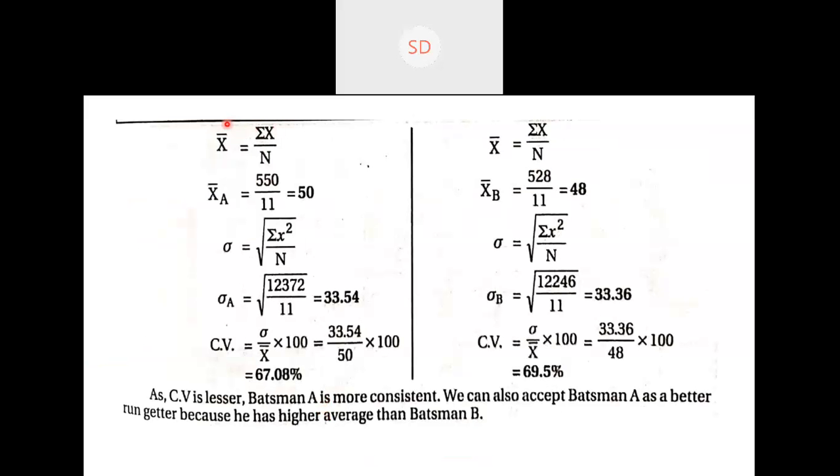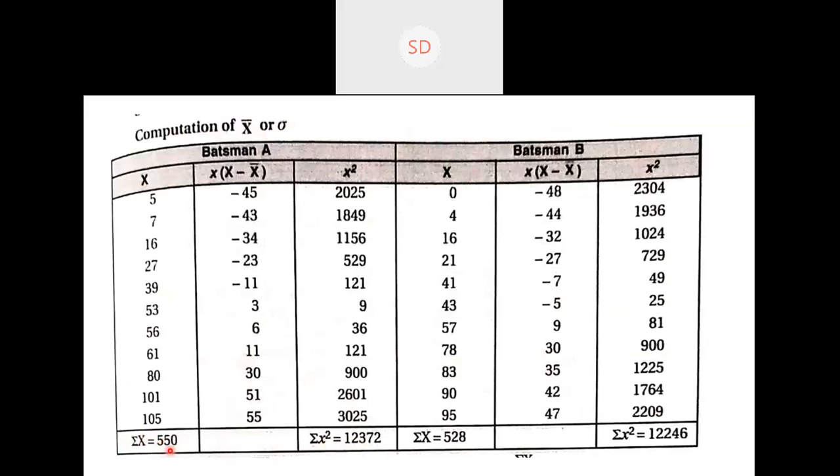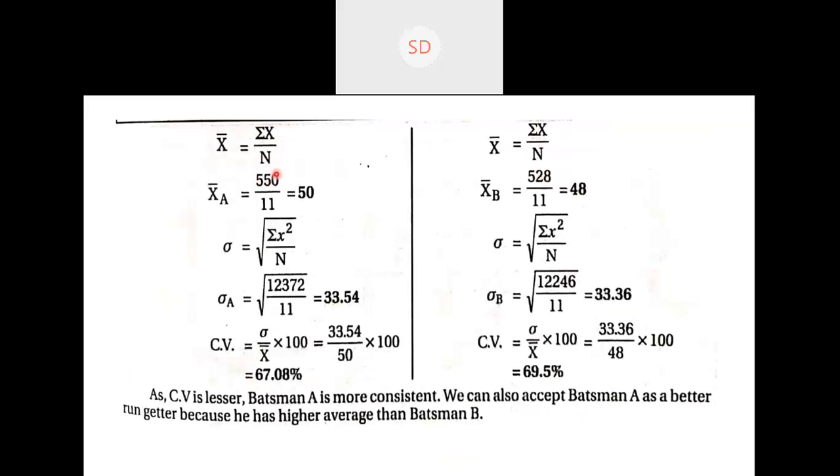Going to the calculation of x bar. The formula of arithmetic mean is nothing but sigma x by n. Here also, sigma x by n. As per our calculations, sigma x is 550 for batsman A and 528 for batsman B. So 550 for batsman A, divided by 11. We are dividing that by 11, which is the number of data, or the number of matches that we had.